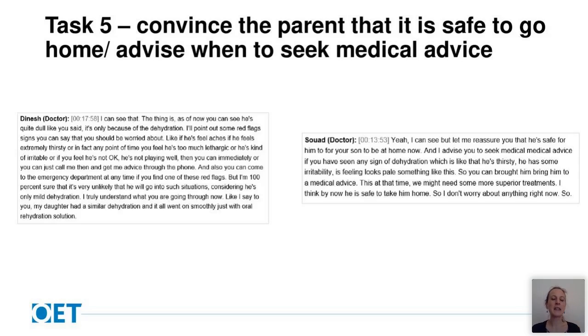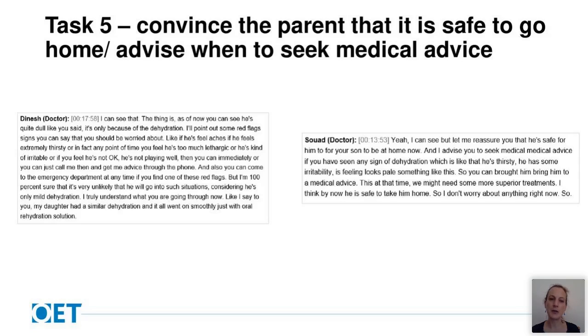So yes, I agree that the doctor on the left explained the red flags of when to seek medical advice. And what I thought he did well was provide them in a way that was appropriate to the situation. So, for example, he said, if he's not playing well. That's obviously a really clear indicator to the parent of something that their 4-year-old may not be doing, and then would trigger them to think they need more medical advice.